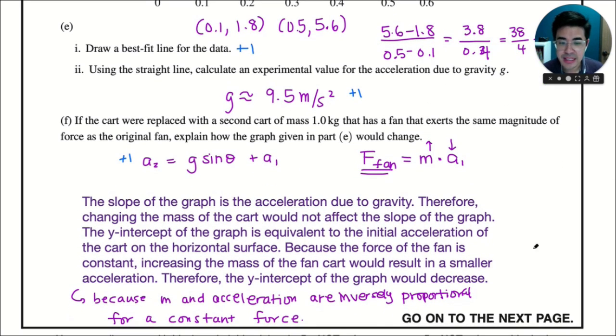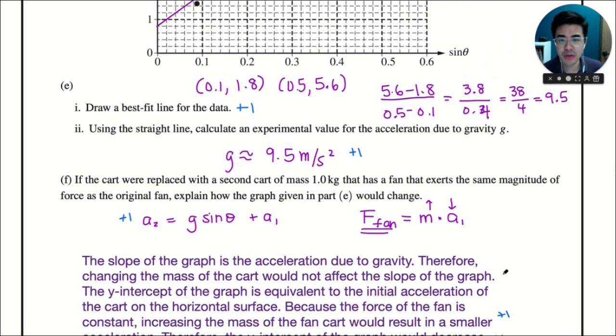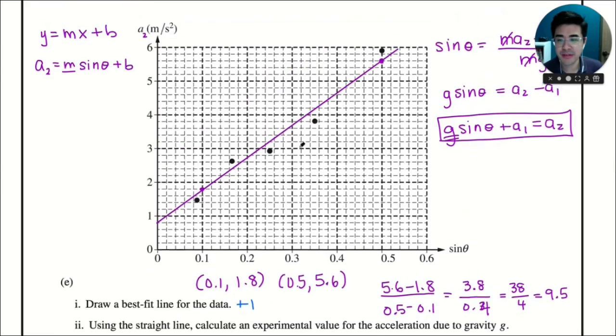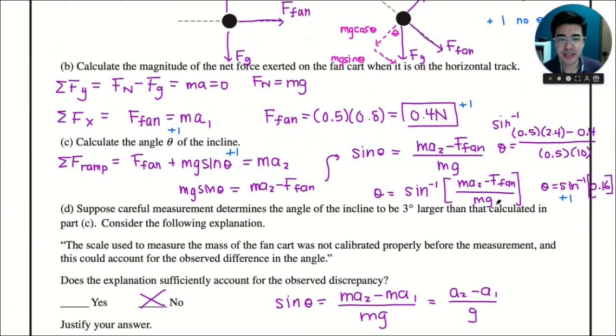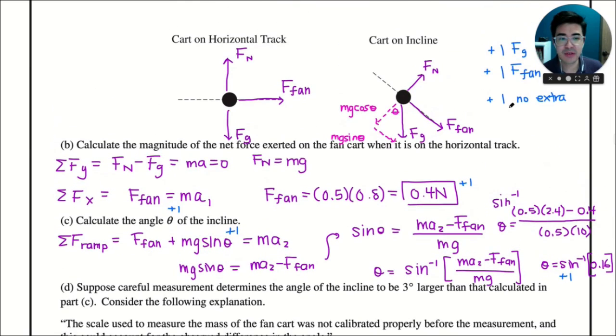I think some sort of statement showing that the y-intercept of the graph would decrease there. I think another statement showing that mass and acceleration are inversely proportional also. So I think this part could earn up to 3 points by showing the relationship and explaining it that way. So how many points is that? 1, 2, 3, 4, 5, 6, 7, 8, 9, 10, 11, 12, 13.